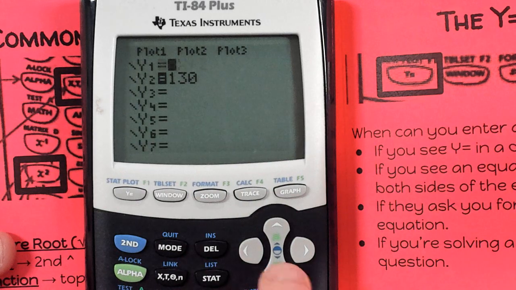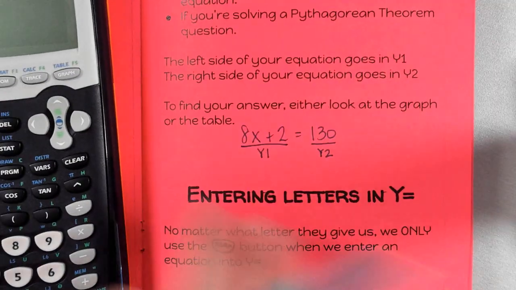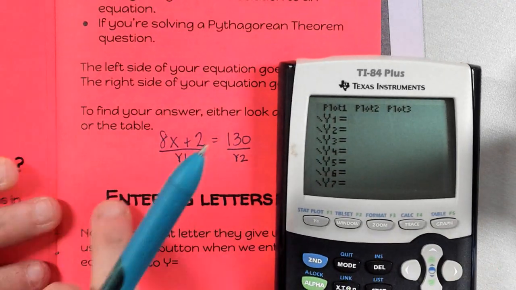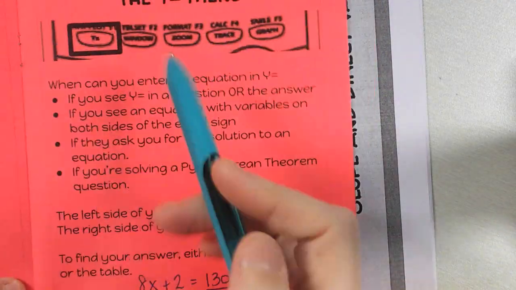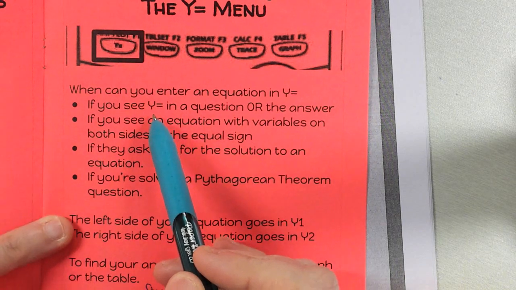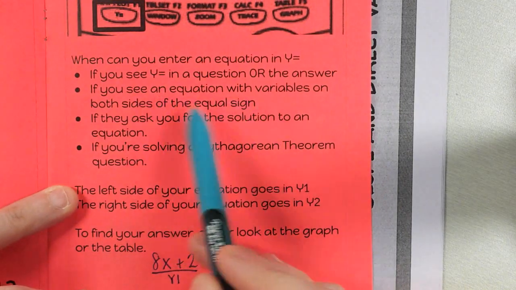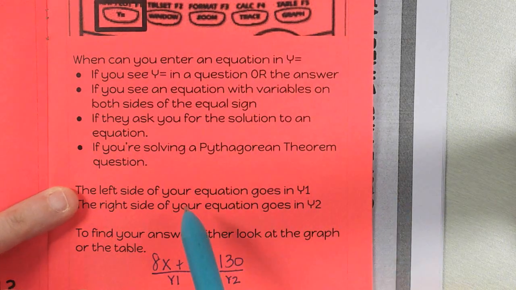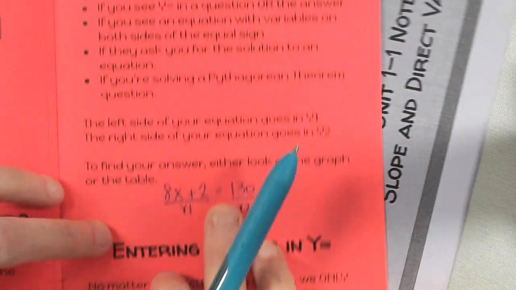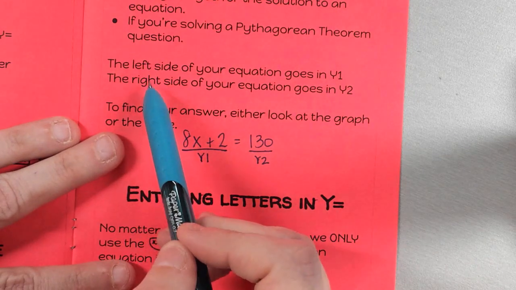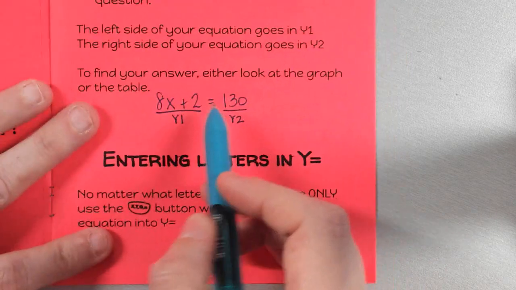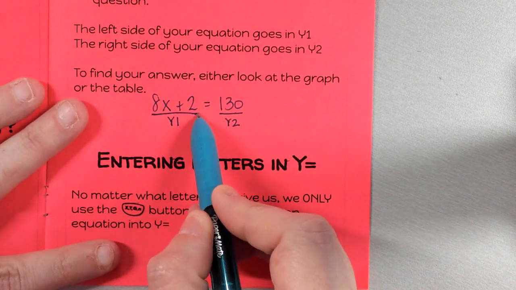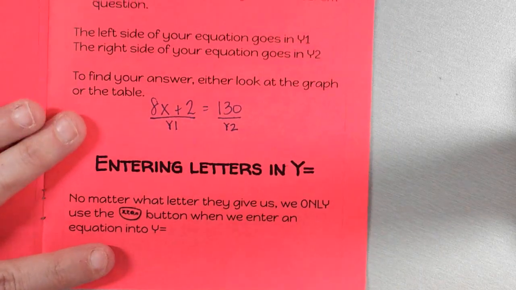So I want you guys to actually try entering this. The equation we're going to use is 8x plus 2 equals 130. So when are we going to use this? If I see y equals in an equation, if I have variables on both sides of the equation, if they ask me to solve an equation, and when I do Pythagorean theorem, which we're not going to do as much this year because that was an 8th grade skill. When we do it, the left side of your equation goes in y1 and the right side goes in y2. So in this case, I'm going to put 8x plus 2 in y1 and 130 in y2.